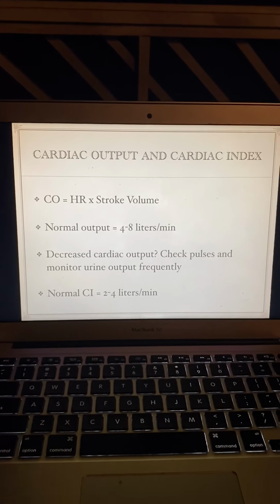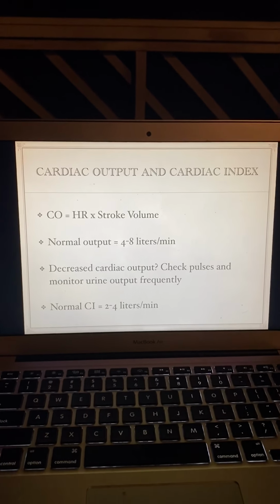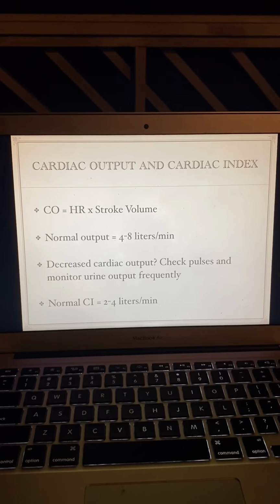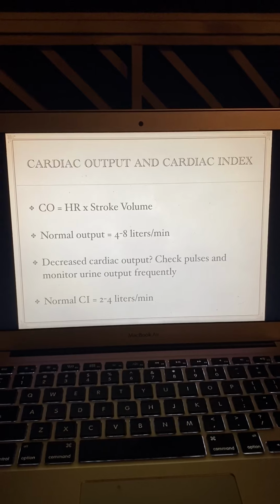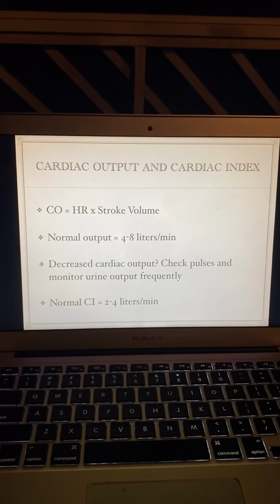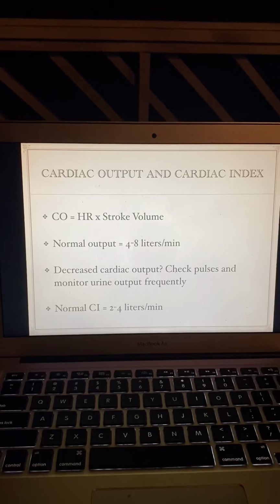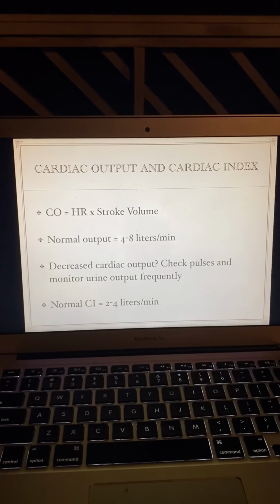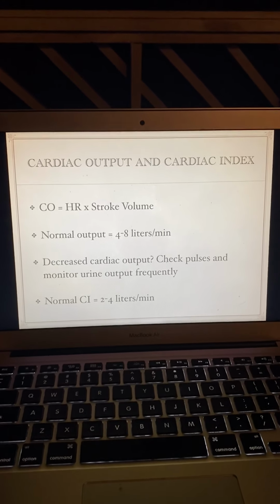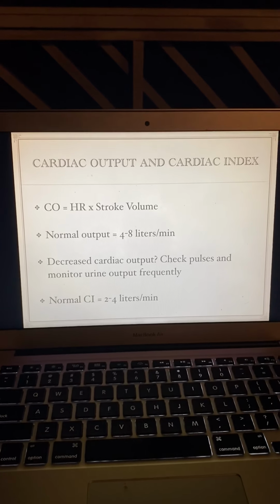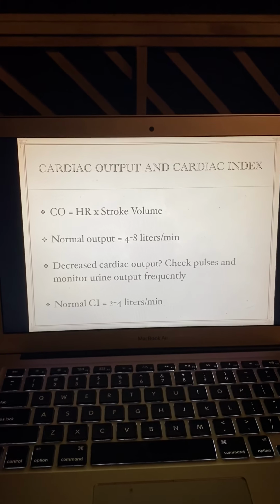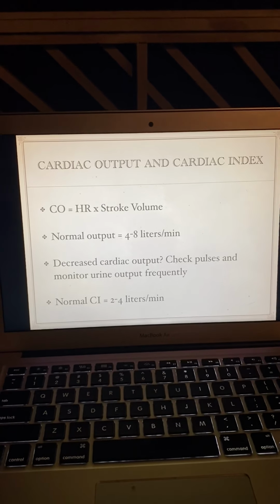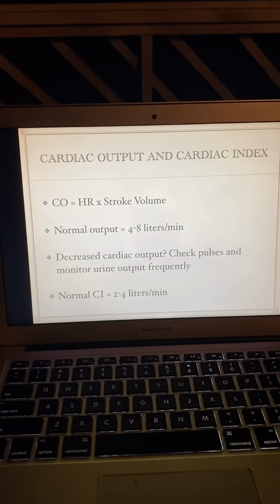Just a side note, something that you'll learn in your nursing career, if you have a patient with a decreased cardiac output, it's important to check their pulses frequently and then monitor their urine output frequently. I think we talked about this maybe a little bit in clinical, and I'm sure you guys have covered it in class, but since your kidneys and your heart are so closely related, if you have well-perfused kidneys, you're going to have adequate urine output. If you have a decreased cardiac output, that means that your kidneys are probably not going to be well enough perfused. So in that case, you'll see a patient that has a decrease in urine output.